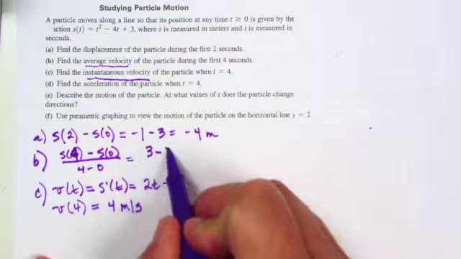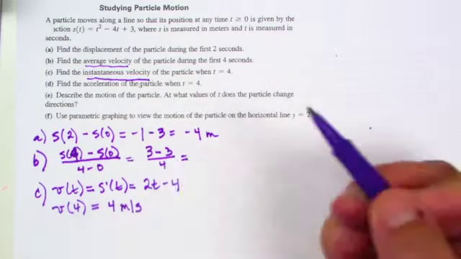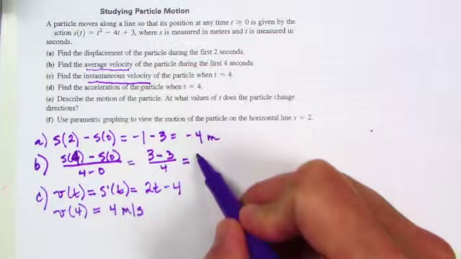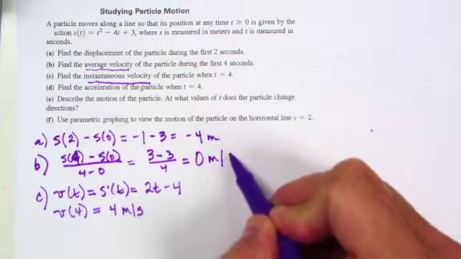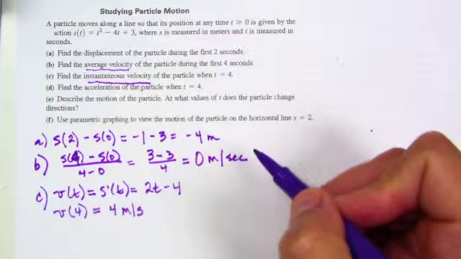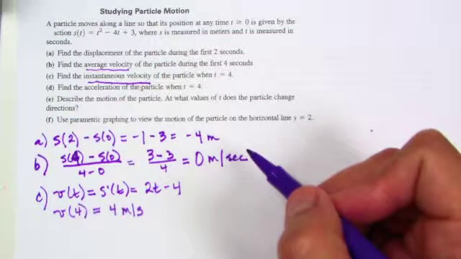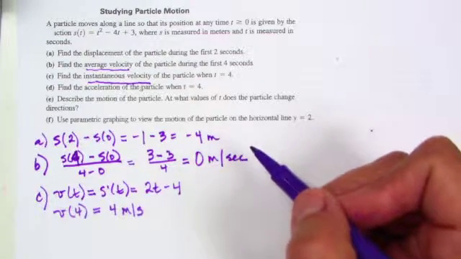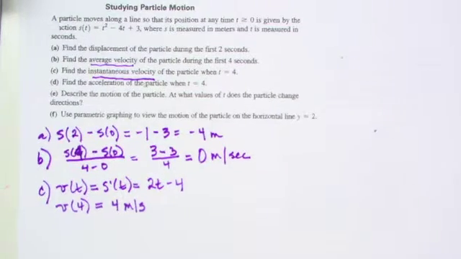So S of 4 is 3. S of 0 is 3. So what's the average velocity here? 0. What's that mean about the function? It must be what? It didn't move at all from, or I mean, it's first. You got it. It's symmetric, right? Means it would be symmetric. There'd be some symmetry there of some sort.